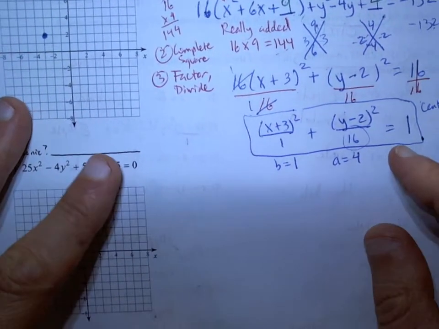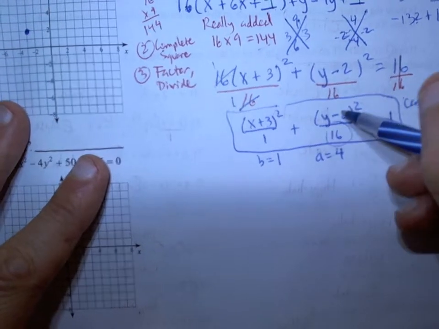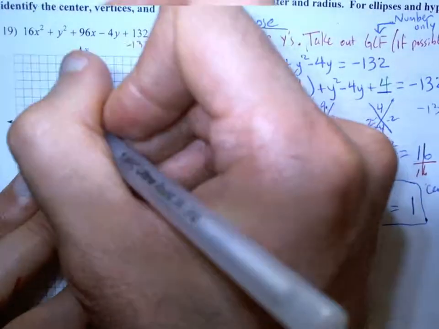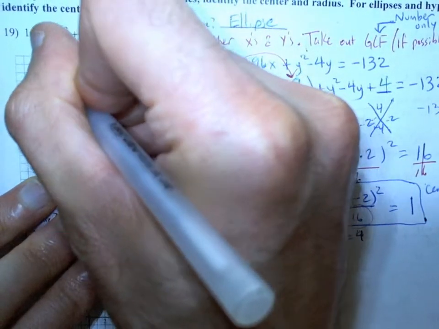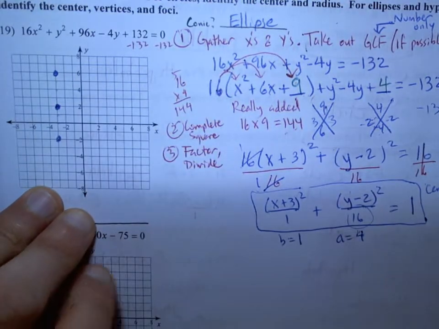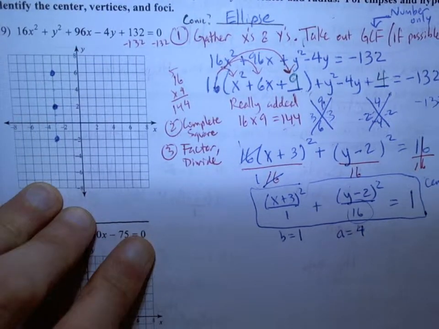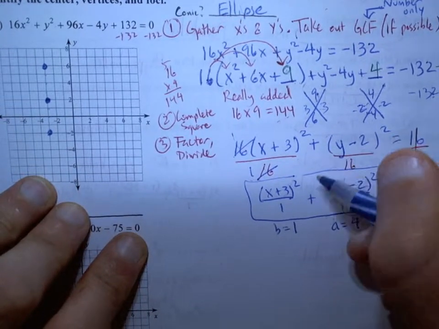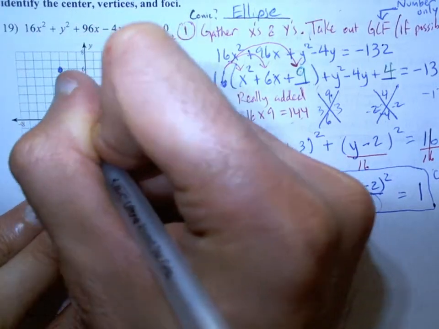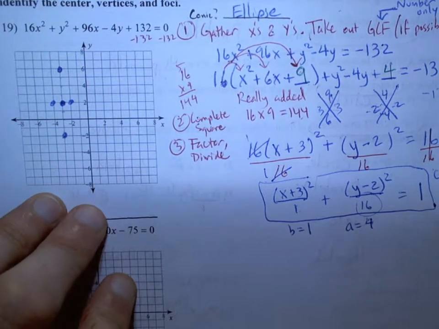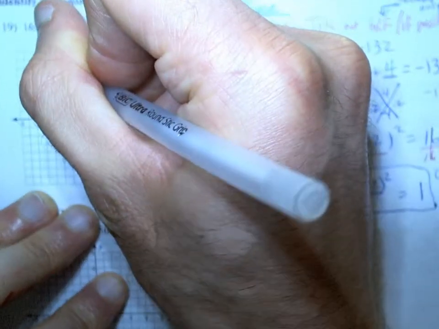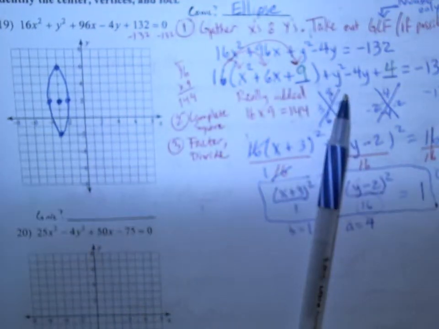And then we're going to go 4 in the y direction. 4 up and 4 down from the center. 4 up, 1, 2, 3, 4. 4 down, 1, 2, 3, 4. Then we're going to go 1 in the x direction. 1 left, 1 right. There is our ellipse, stretched towards the y-axis. Y is our major axis.